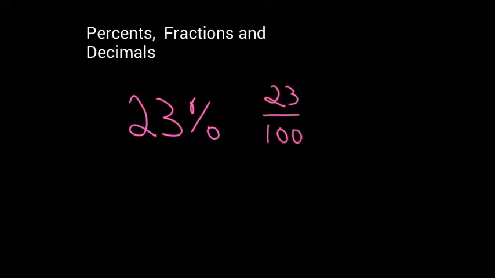Alright, today we're going to talk about percents, fractions, and decimals. So we'll start off with a percent. Let's say we have 23%. Now to make that a fraction, you just put it over 100. Every percent is out of 100, so our fraction would be 23 out of 100. And to make that a decimal, you just say it like it is, so 23 hundredths. So you put it with the correct place value, and it reads 23 hundredths.